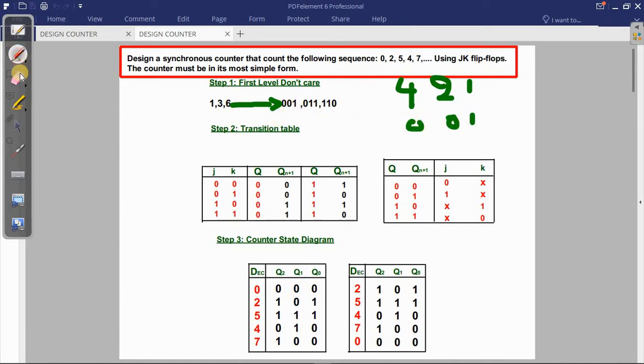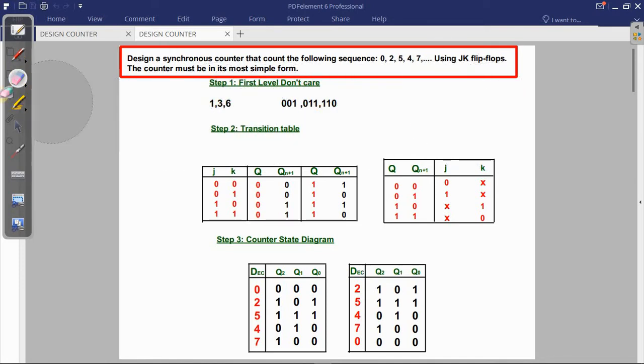If I take 3, it's going to be 0, 1, 1. And then 6 is going to be 1, 1, 0. That's why I say 6 is this side, guys. So you can see the first part, the first level of don't care.